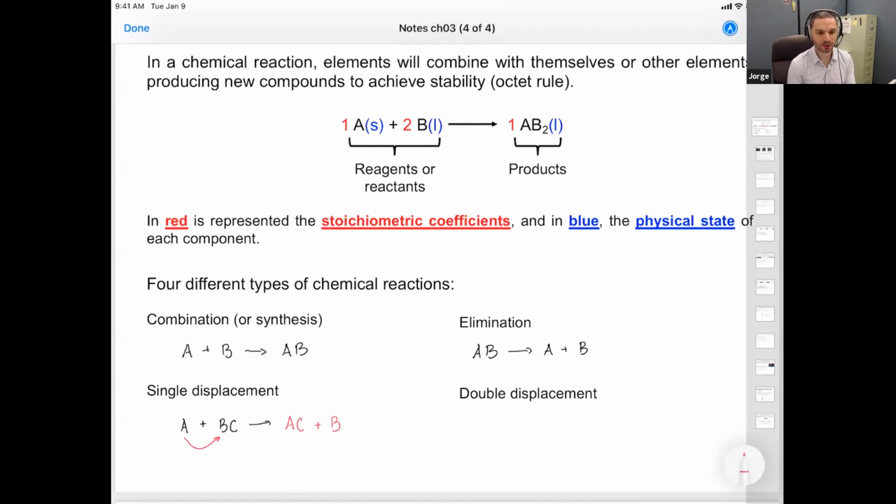Single displacement, one of the atoms in the chemical compound is going to be displaced by another atom. So usually we start with a single element plus a compound, and after the reaction, we produce a new compound and displace the element that was there before. For example, A plus BC, A is stronger than B, so it is going to displace B from the compound and form a new compound AC, and the result is B by itself.